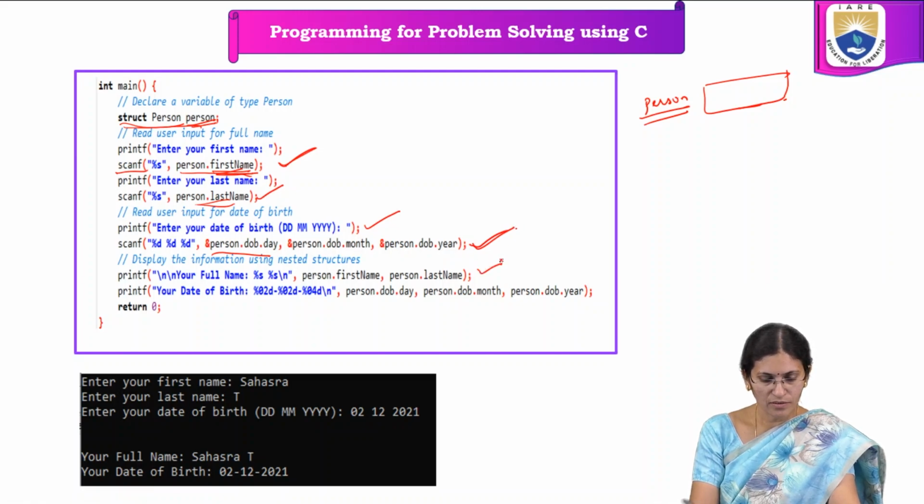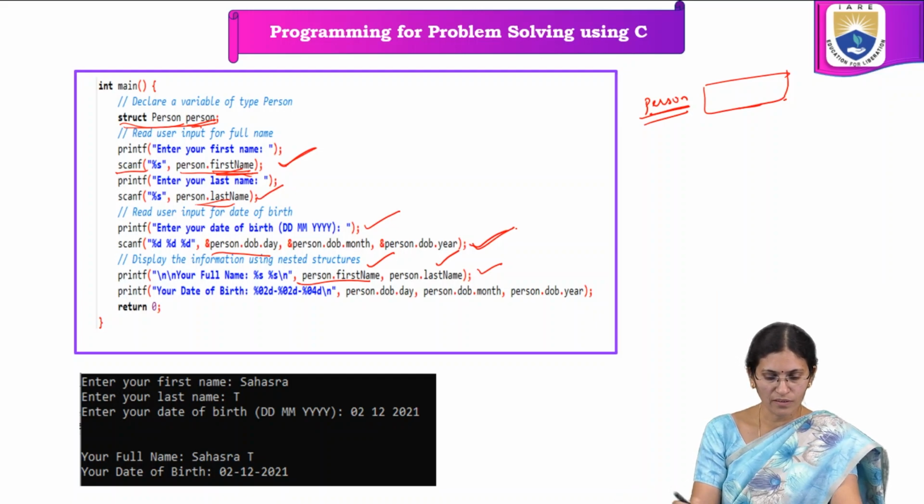Next, after that, we are displaying the same information with the help of the printf function. So person dot first name will print the first name of the person, and person dot last name will print the last name of the person, and person dot dob dot day will print the day, this will print the month, and this will print the year. So this line corresponds to the date of birth.